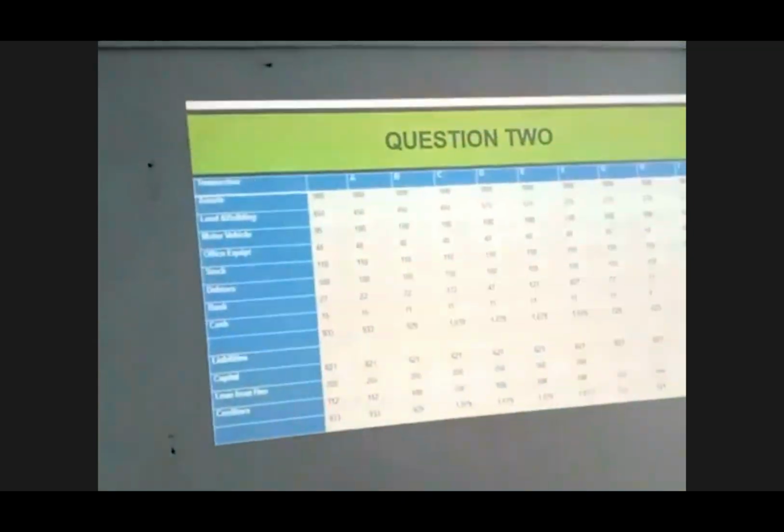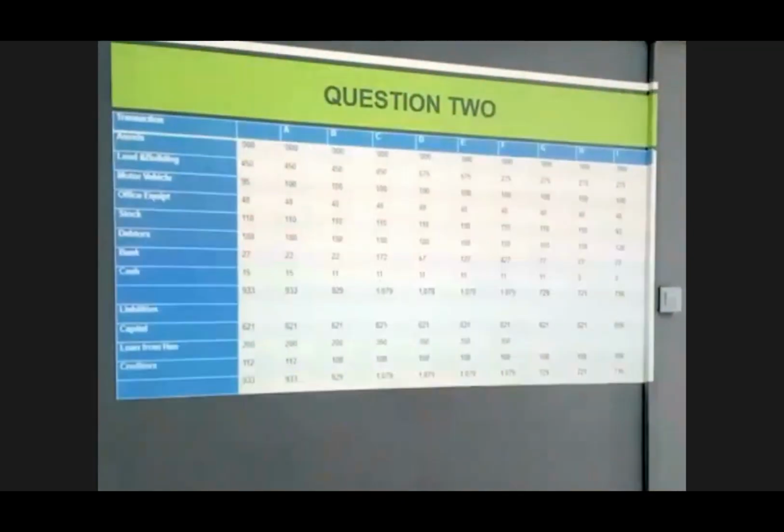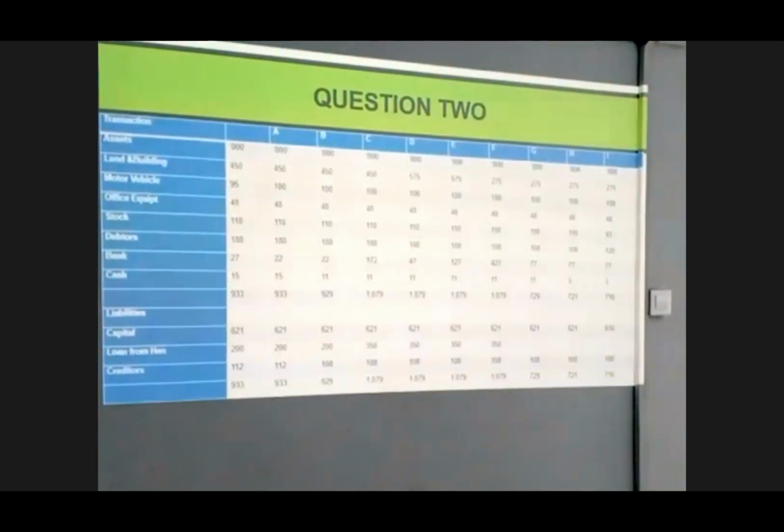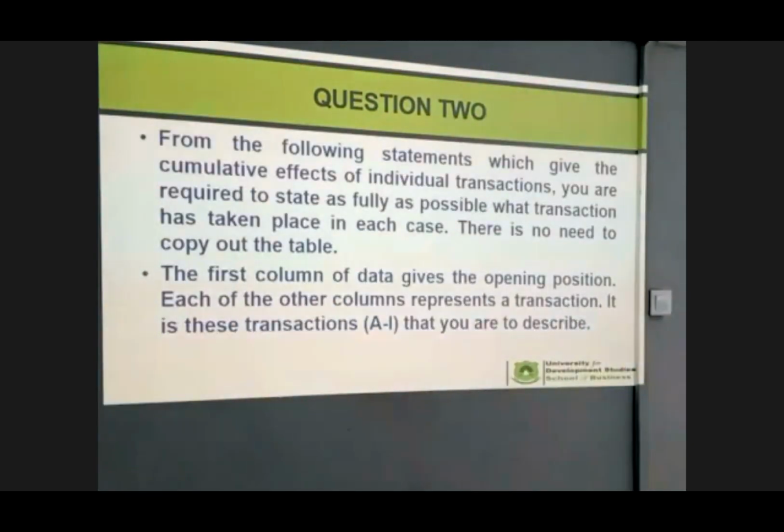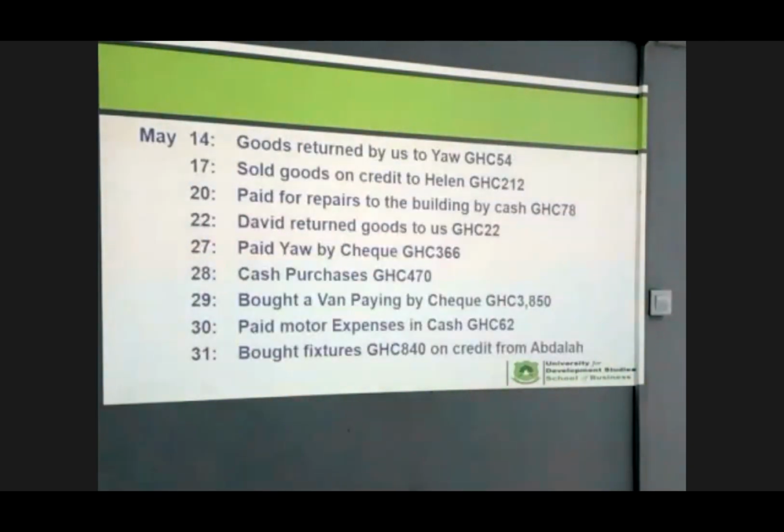What has changed here? Has it gone up or come down? It has come down, our debtors, receivables. What does it mean if the debtors balance has come down? They have paid us. So if they have paid us, then we should be having some kind of effect in our bank or cash account. So let's see.